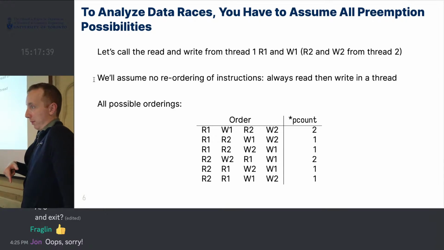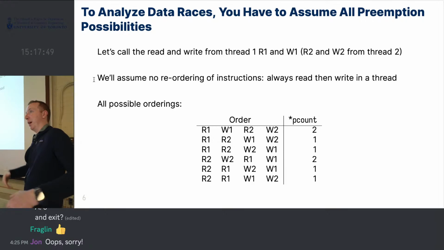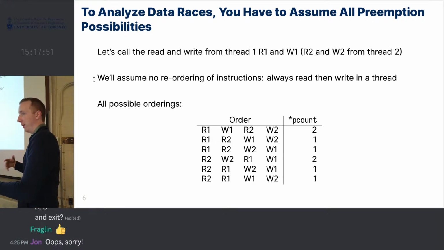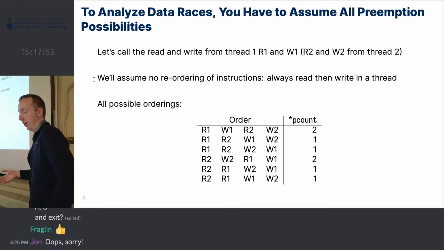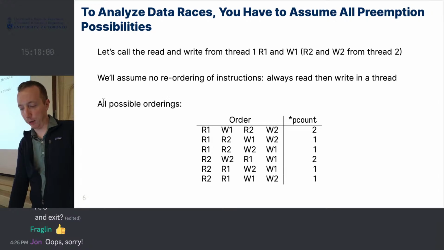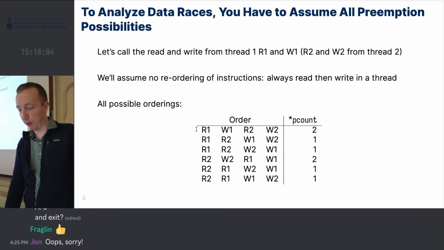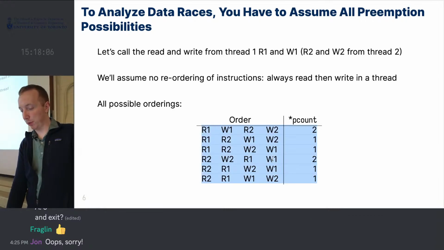Your actual hardware might reorder instructions. You can see how this gets complicated really quickly. It probably wouldn't reorder the read and the write, but if you have more than one variable, it could reorder operations between the variables. Your compiler can reorder stuff. You can quickly see how this will get out of hand. So even with just a read and a write between 2 threads, we have 6 possible orderings.